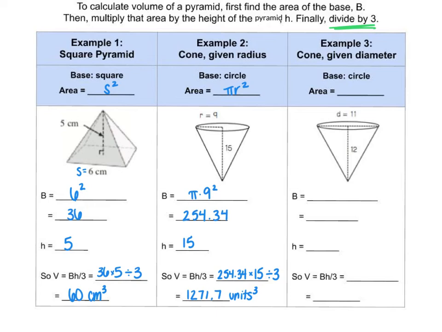Okay, next up, we still have a cone, but this time we're given the diameter. Remember, area is always pi r squared. So in this instance, if you're given a diameter, you're going to want to find the radius first, and the radius is half of that. So if I take my 11 and divide it by 2, that tells me that the radius that I want is 5.5. So that's what I'm going to be using to first find the area of that base. So I'm going to be taking pi times 5.5 squared.